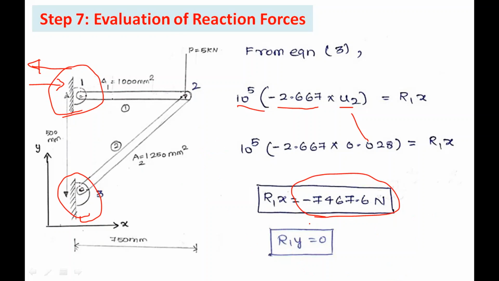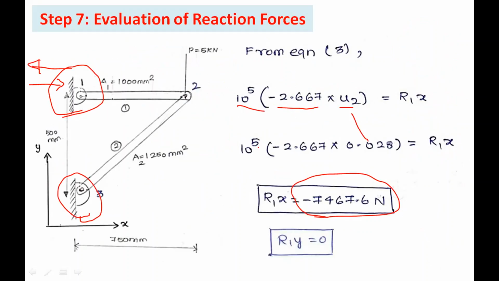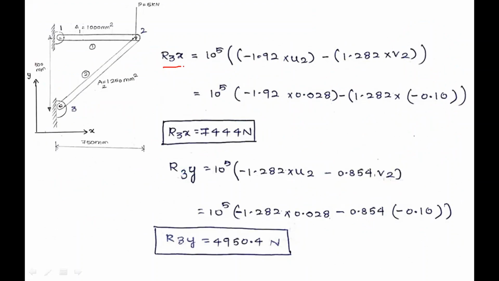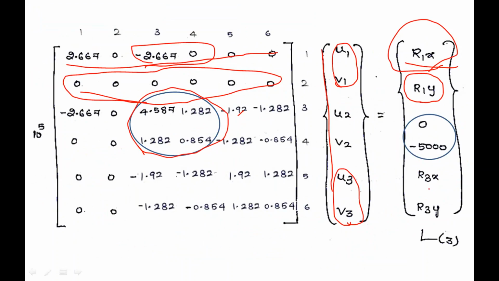Why is R1y 0? In this equation, R1y is the second one. For this, we have to consider the second row. So in the second row, all the elements are 0. So directly we can write R1y is equal to 0. So R1x and R1y we found out. Similarly, we have to find R3x, R3y. For R3x, we have to again consider the global characteristic equation. This is R3x, so we have to consider this row.